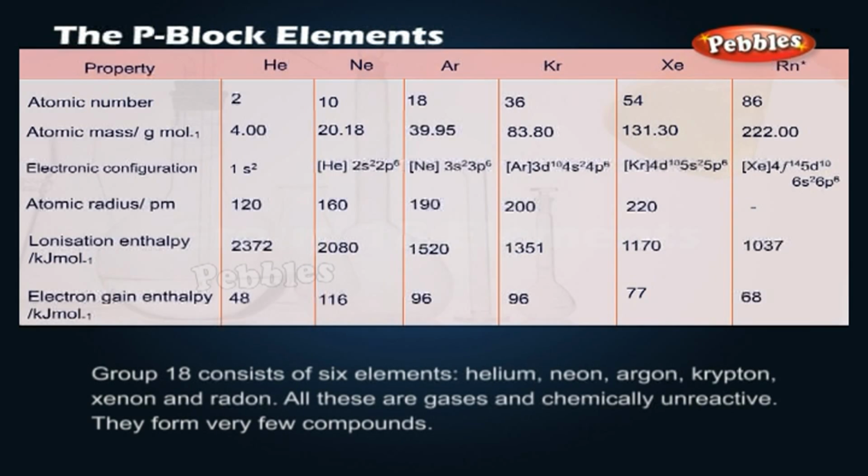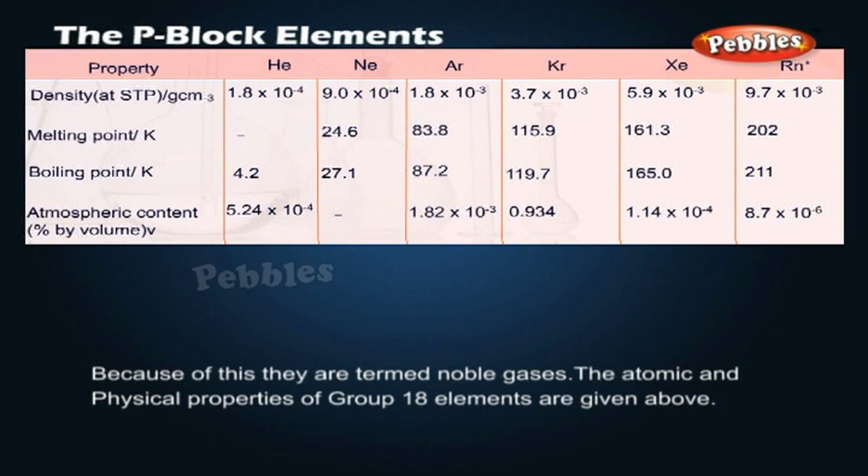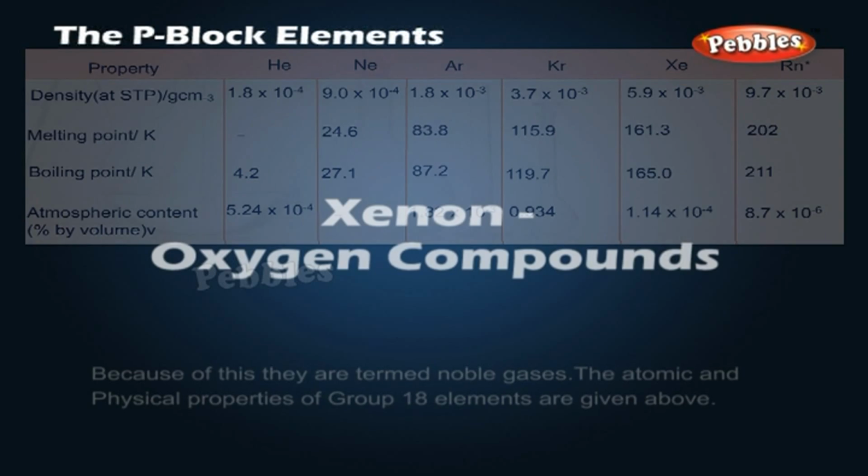Group 18 elements. Group 18 consists of 6 elements: helium, neon, argon, krypton, xenon, and radon. All these are gases and chemically unreactive. They form very few compounds. Because of this, they are termed noble gases. The atomic and physical properties of group 18 elements are given above.